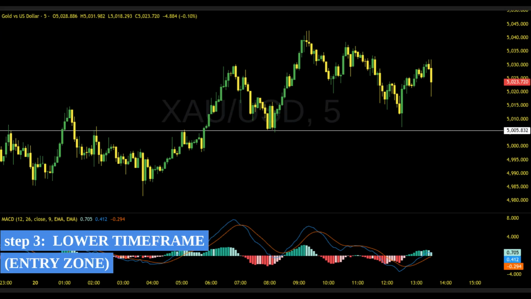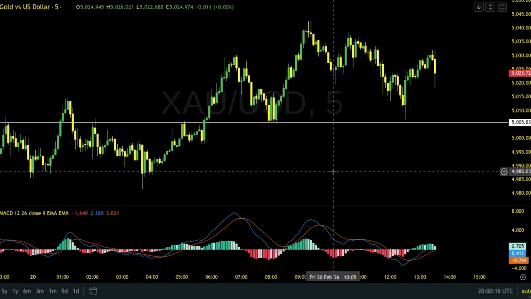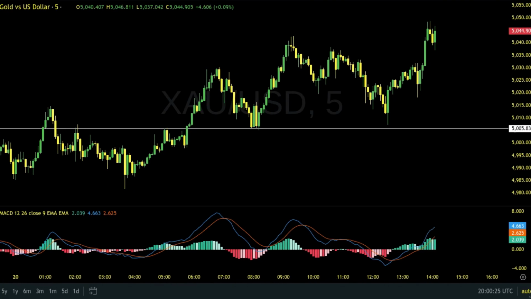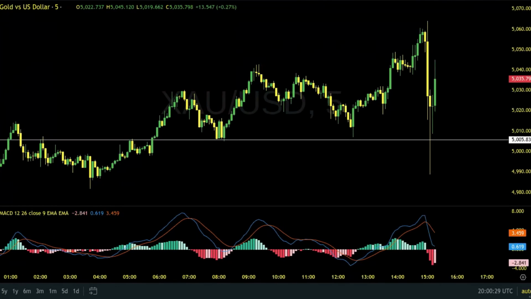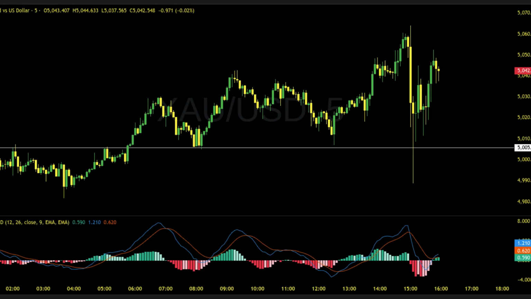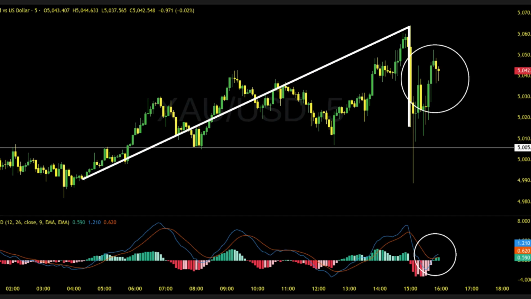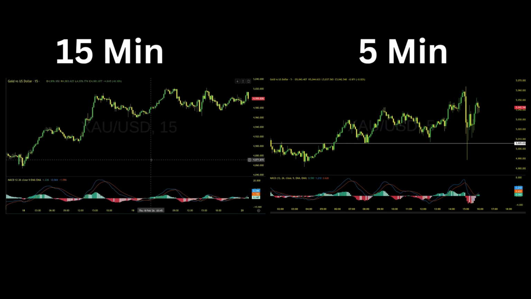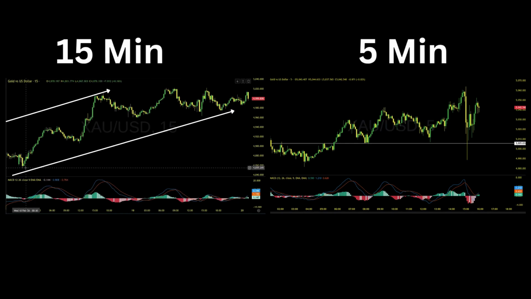Step 3, lower time frame, entry zone. Switch to 1 minute or 5 minute. Now we zoom in. Here is where execution happens. Now look at MACD. We are not using MACD to predict. We use MACD to confirm the move. Direction from the higher time frame. Entry confirmation from the lower time frame.